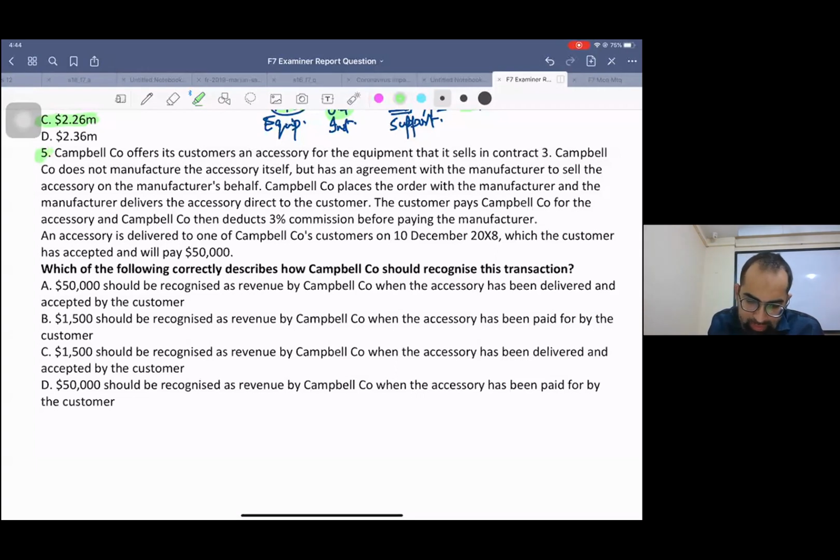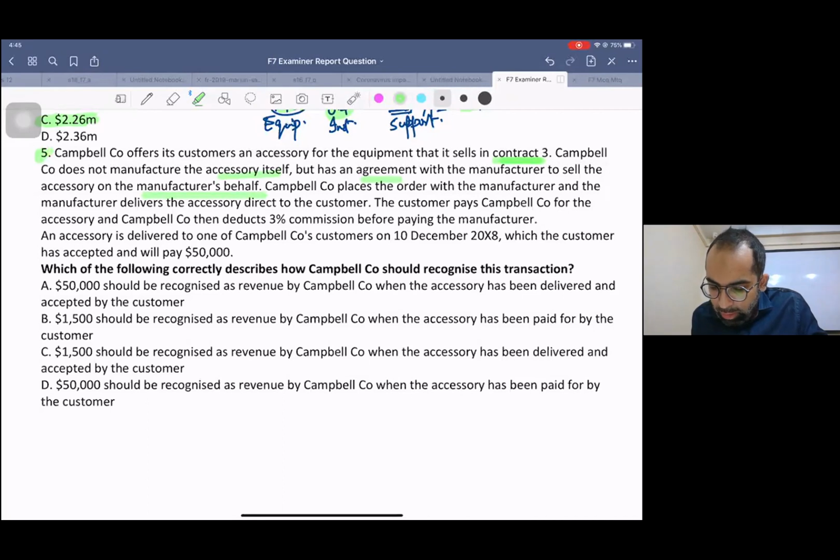Now listen. Campbell Company offers its customer an accessory for the equipment that it sells in contract 3. Campbell Company does not manufacture the accessory itself but has an agreement with the manufacturer to sell the accessory on the manufacturer's behalf. So we are basically agent.